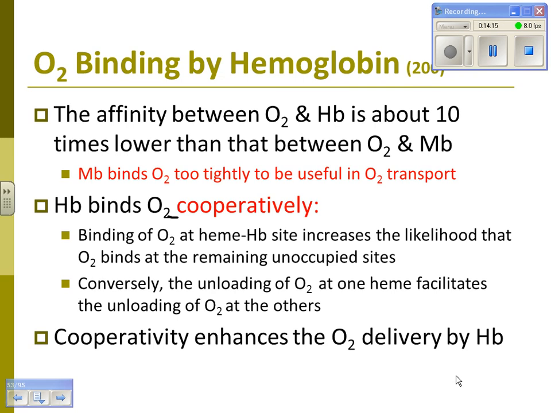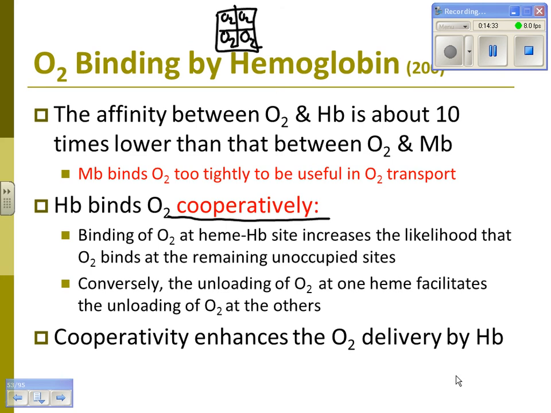So cooperatively, it's going to talk about the domino effect. Meaning you have 4 positions here. Once you get one O2, it makes it easier for the next one. Once you get these 2, it's even easier for the third one. And then by that time, it's super easy to grab the 4th.